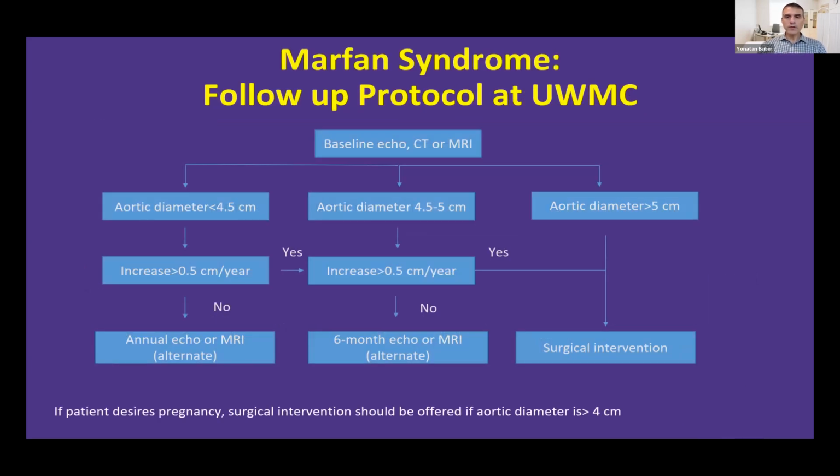This is kind of a busy slide, but this is the algorithm of our follow-up in patients with Marfan syndrome in our clinic. We start with a baseline CT, echo, or an MRI. If the aortic diameter is less than 4.5, and if it increases by less than 0.5 centimeter per year, then we follow up with an annual echo and MRI. We usually alternate. If the diameter is between 4.5 and 5, then we do a 6-month follow-up.